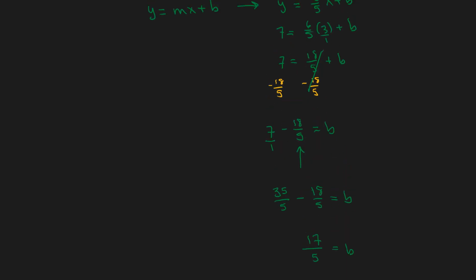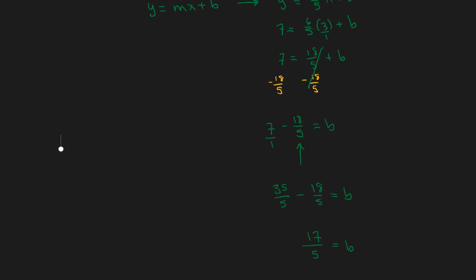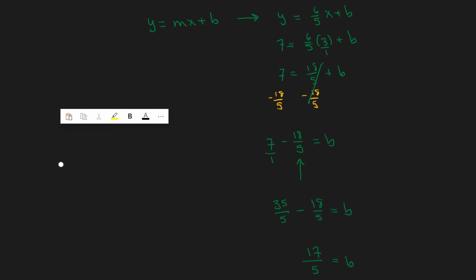Now that I have the b value of 17/5 and the slope up at the top of the screen as 6/5, I can rewrite my equation where y is equal to 6 over 5 x plus my b value of 17 over 5. Regardless of what points you're given, the process for computing an equation in slope-intercept form is always the same.